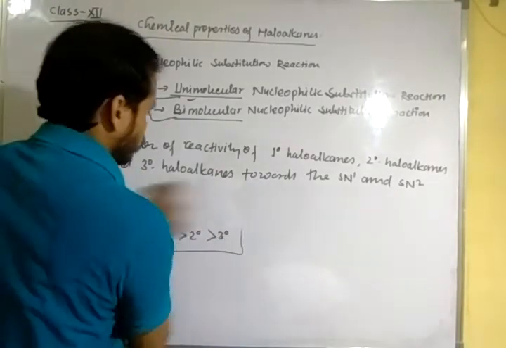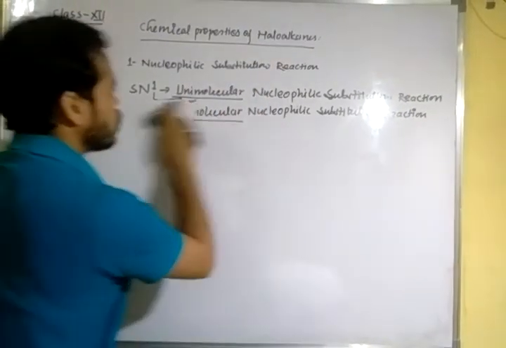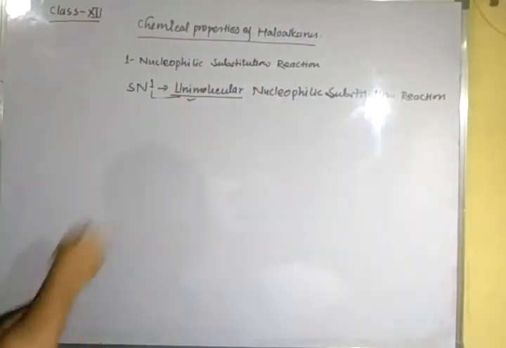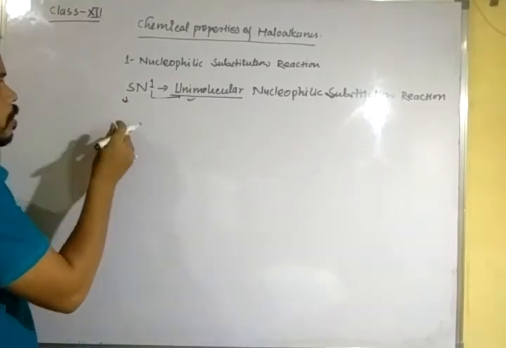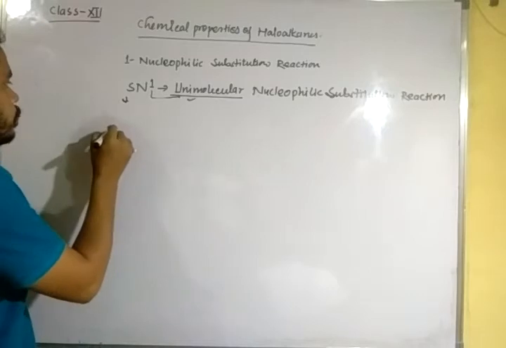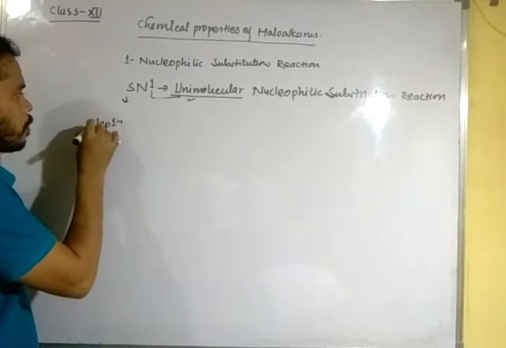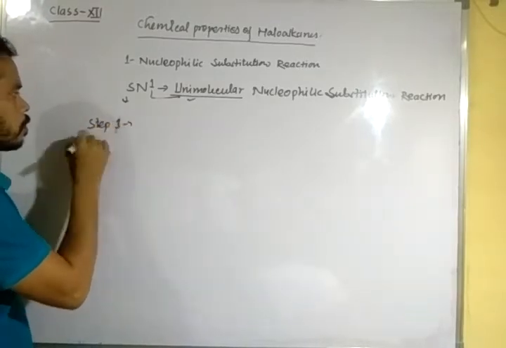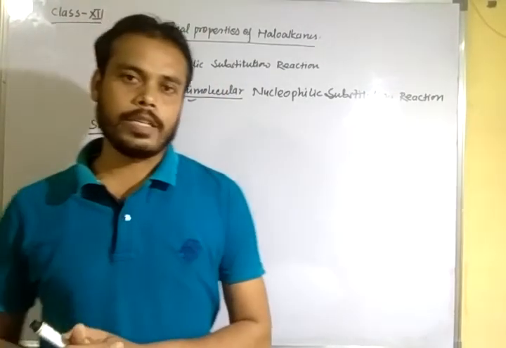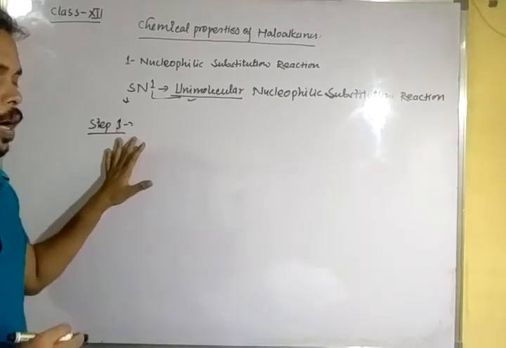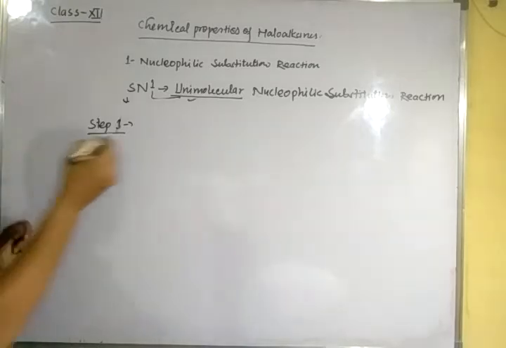Now let us see the SN1 mechanism, the mechanism of the SN1 reaction. First of all, SN1 reactions are of two steps. In the first step, the formation of carbocation takes place like this.